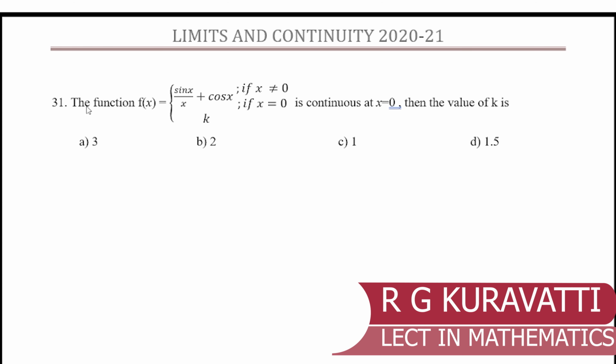Question number 31. The function f of x equal to sin x divided by x plus cos x if x is not equal to 0, and f of x at x equal to 0 is equal to k, is a continuous function at x equal to 0. Then the value of k is, four options.